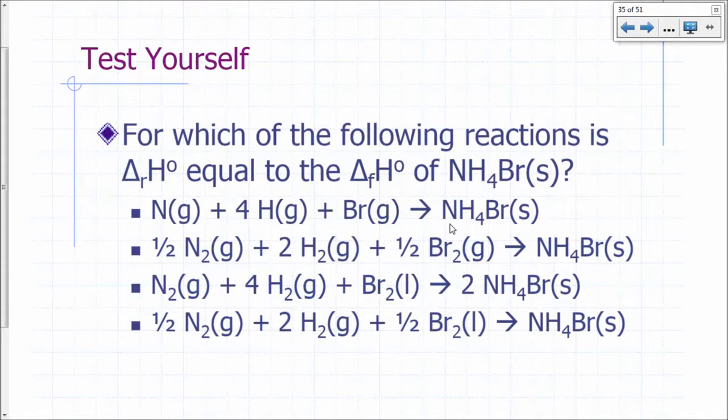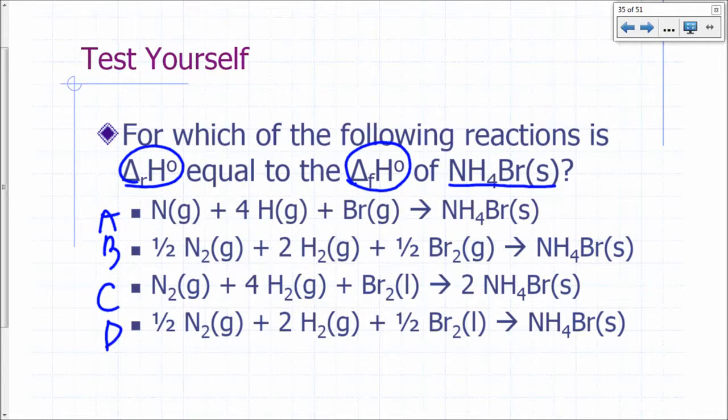Okay, so for which of the following is the delta H of reaction equal to the delta H of formation of NH4Br, ammonium bromide solid? Is it A, B, C, or D? All right, so let's see. What's the definition of standard formation enthalpy? That's the delta H for a reaction where you make 1 mole of whatever it is you're interested in. So which one can you eliminate right here? C. This is 2 moles, so that's wrong.